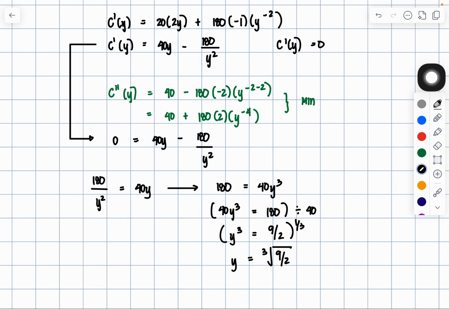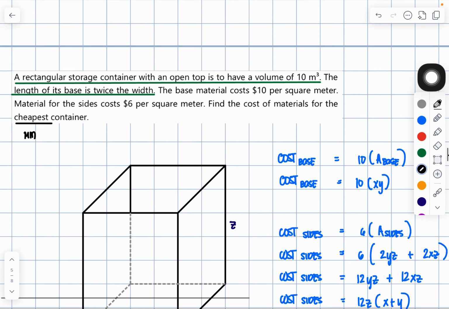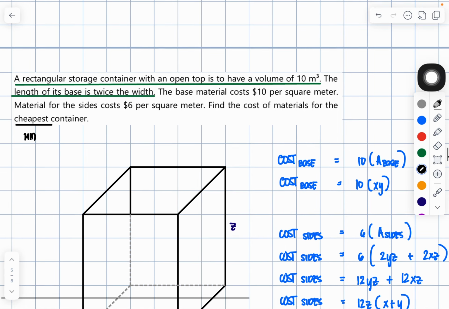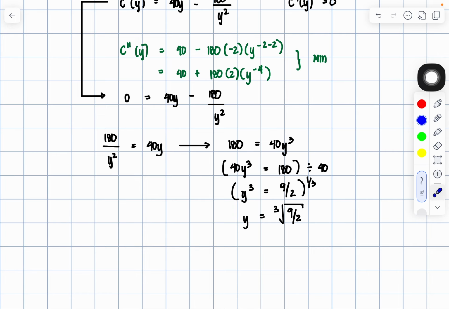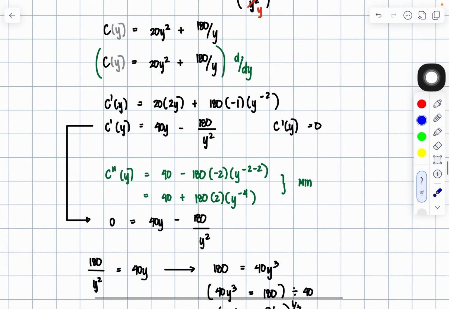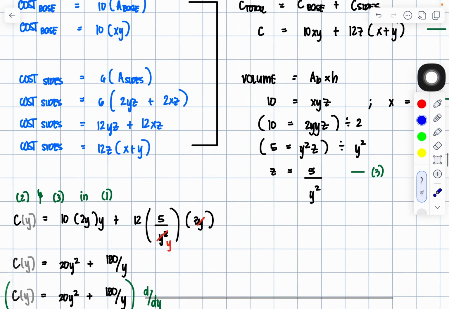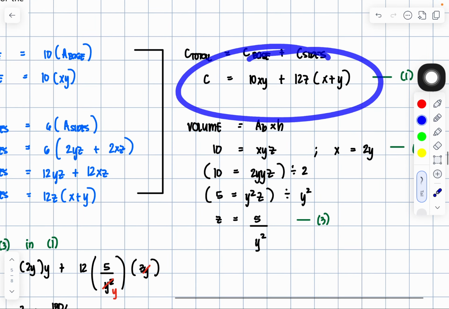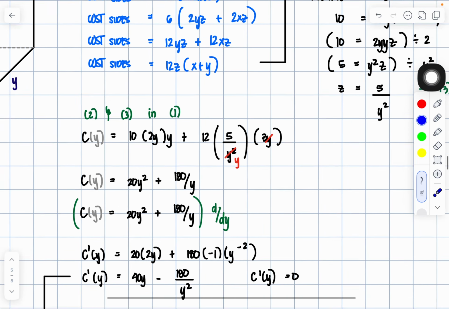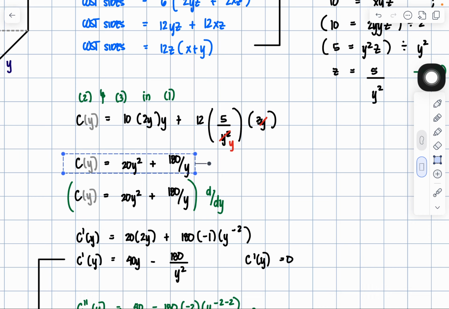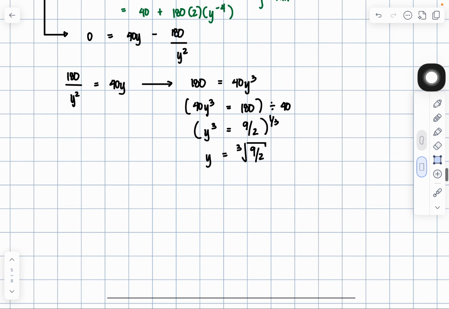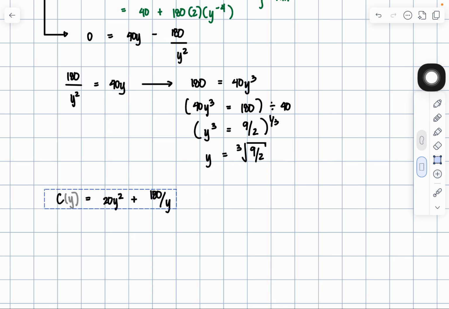Okay? Since the problem is asking for the cheapest, find the cost, no? The cost of materials that would give us the cheapest container. We're just going to go back here. Yung formula ng cost mo, ano ba yun? Ito. Hanapin natin yung puro y na lang siya. Yan. Ito. Babalikan natin to. Ang gagawin lang natin is substitute natin yung na-solve natin sa y. Okay, therefore ang cheapest cost natin, no? You have 20y squared.